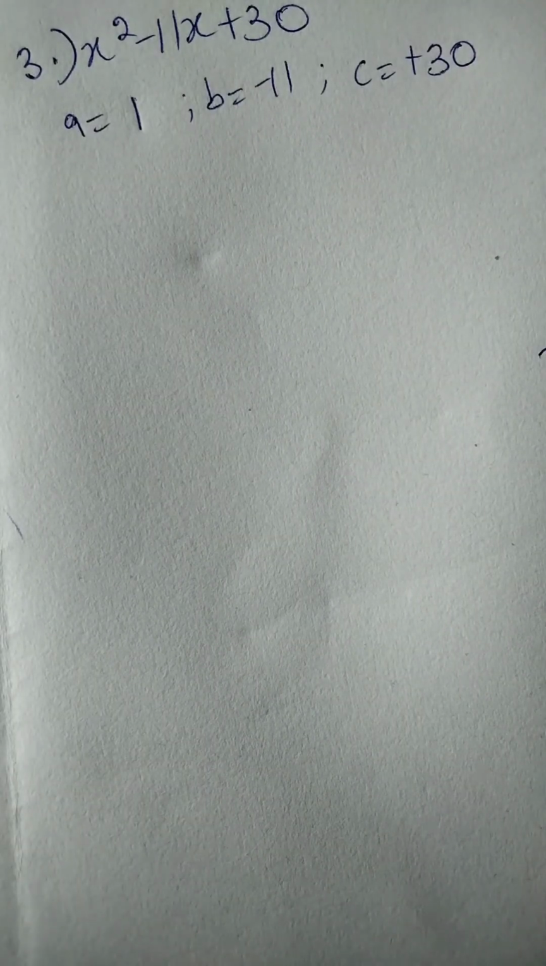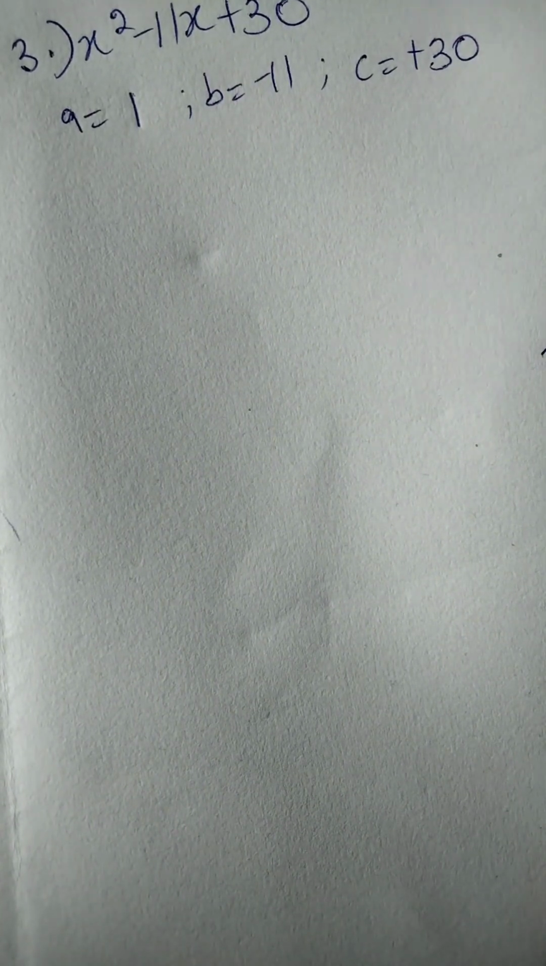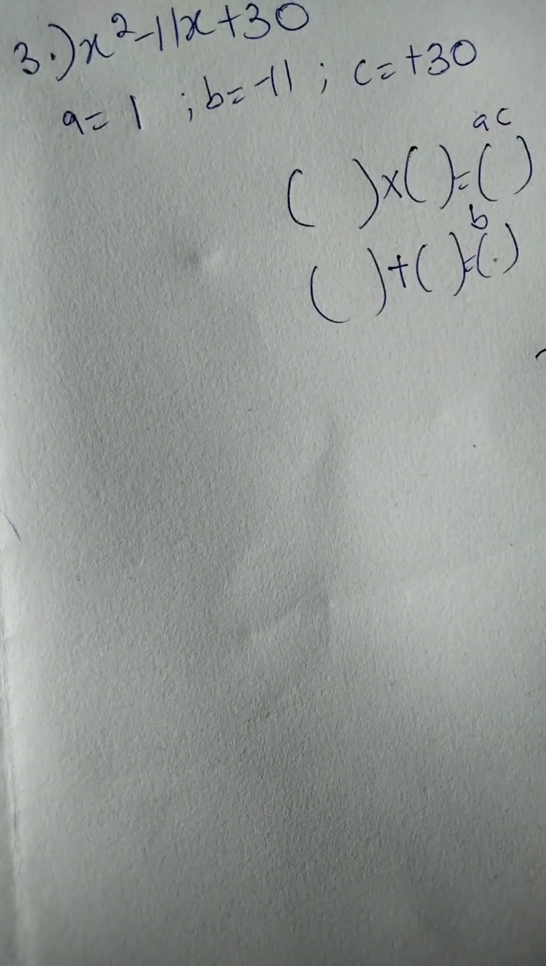Alright, so we look at the third example quickly, which is x squared minus 11x plus 30. Now we know that the first thing we do is to write out our constants, right? So we're going to write them out now. So our a is 1, our b is minus 11, and our c is plus 30. Now the next thing to do is to split minus 11 into two numbers that we can multiply to give AC, and that we can add to give B, like this.